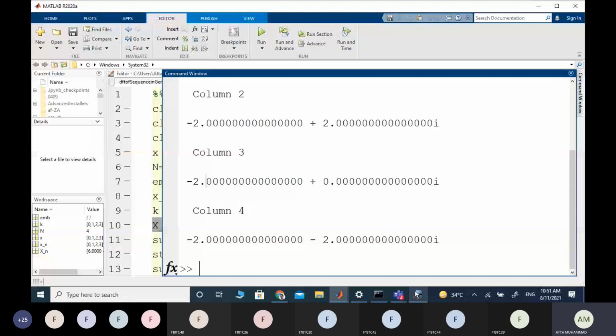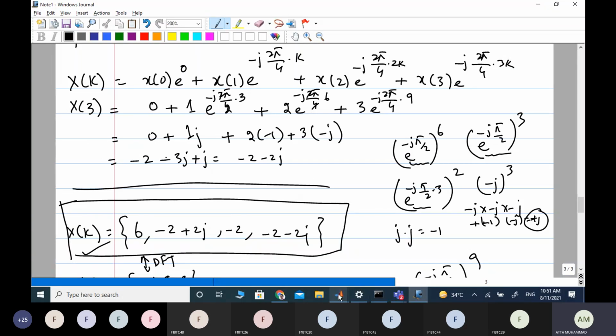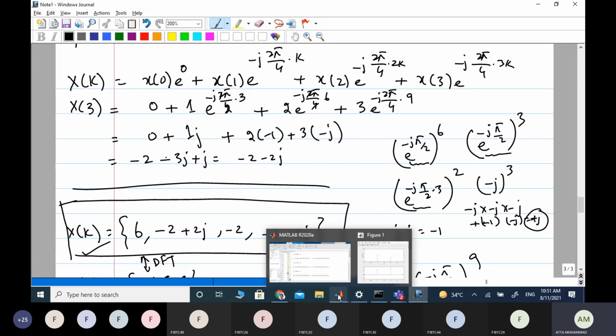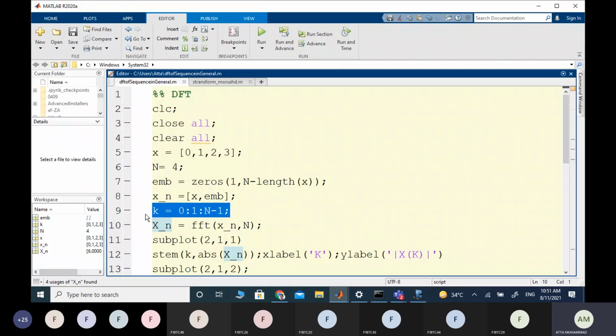So clear. You can see the thing that took us approximately 30 minutes can be solved using MATLAB within a second. So this is the way to calculate the DFT in MATLAB. All you need to do is use the FFT function and give it the length of the signal, and it will give you the discrete spectrum of a discrete time signal, right?